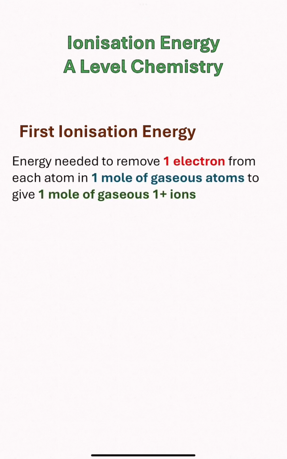Ionization energy, A-level chemistry. When we talk about ionization energy, we're talking about removing electrons. So the first ionization energy is defined as the energy needed to remove one electron from each atom in 1 mole of gaseous atoms to give 1 mole of gaseous 1+ ions. So the correct definition has to be gaseous atoms and gaseous 1+ ions, and both of these are 1 mole.